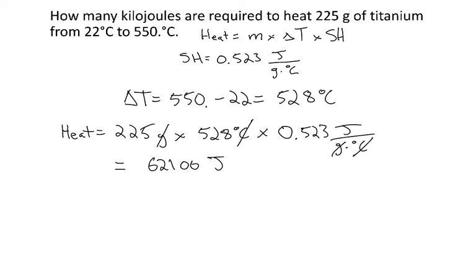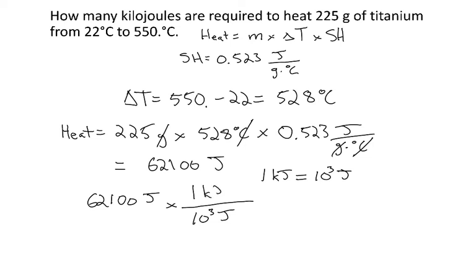This is one of the conversion factors that I want you to know: kilo means 10 to the 3. So my conversion factor is 1 kilojoule, and remember, the 1 always goes with the prefix, equals 10 to the 3rd, or 1,000 joules. Now I can take my 62,100 joules, and I want the joules to cancel, so I put 10 to the third joules on the bottom and 1 kilojoule on top. My final answer then is 62.1 kilojoules.